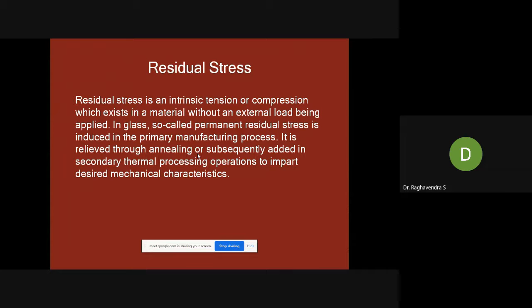So the definition goes like this. Residual stress is an intrinsic tension or compression which exists in a material. Suppose you are doing some forging operation or casting operation, or whatever operation you are manufacturing something. If you are dealing with heat, definitely there is a thermal stress. If you are dealing with some external pressure, definitely there will be compression or tensile or bending kind of stress.